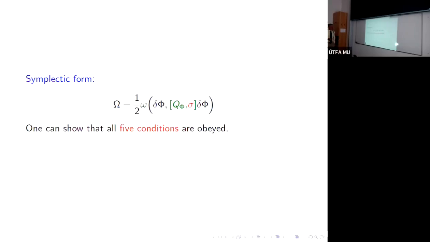With this, there's a formula for the symplectic form that we propose, and you can show that with this formula, all five conditions are satisfied. The formula is a 2-form, given in terms of the differential of phi, and an inner product and commutator of the sigmoid and Q phi, which is the operator describing fluctuations around the solution.